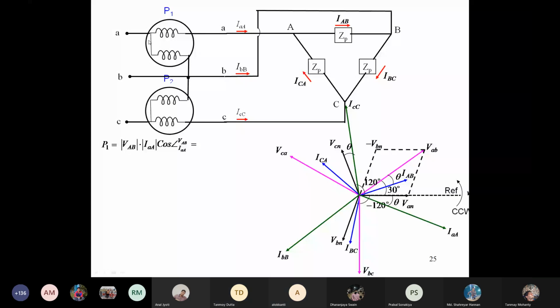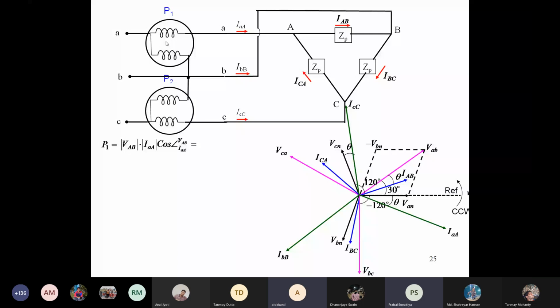But sir, current IA is divided into I capital AC and I capital AB. So P1 should be the power across the ZP resistor, VAB times I capital AB. So why is that wrong?